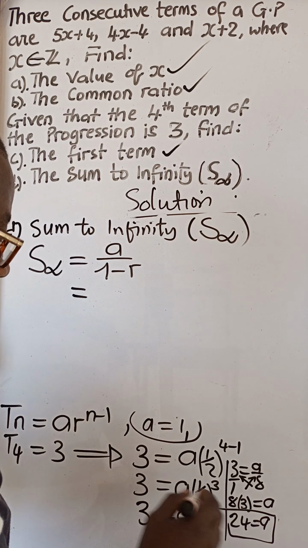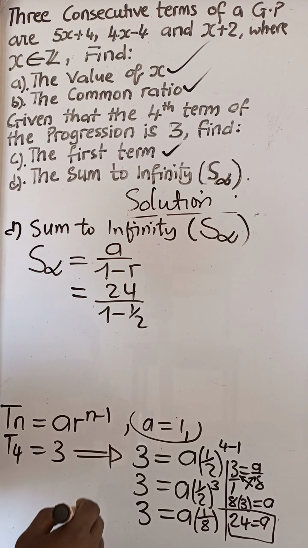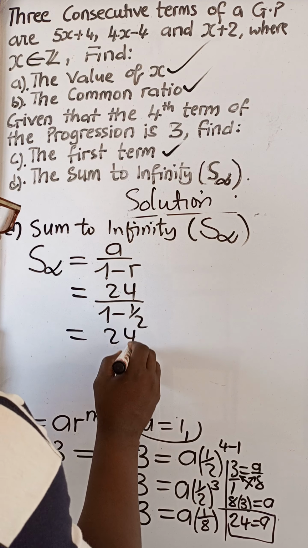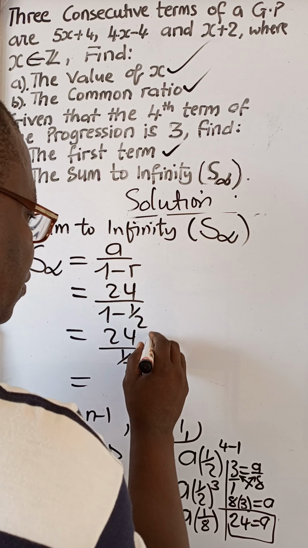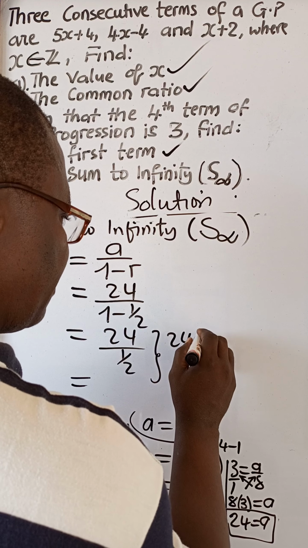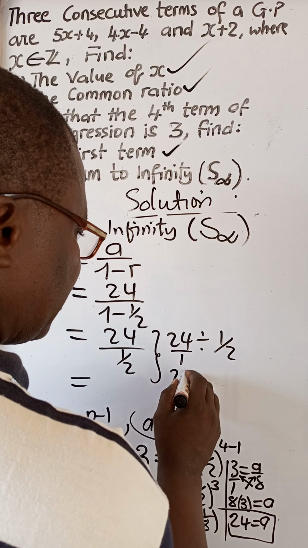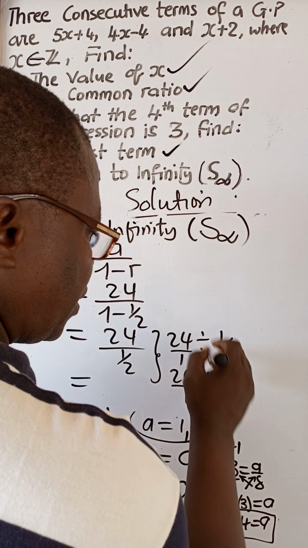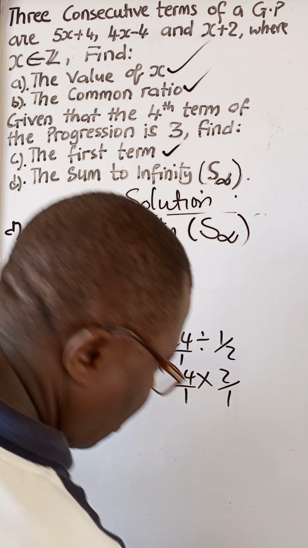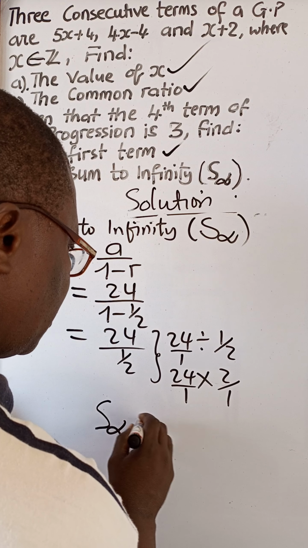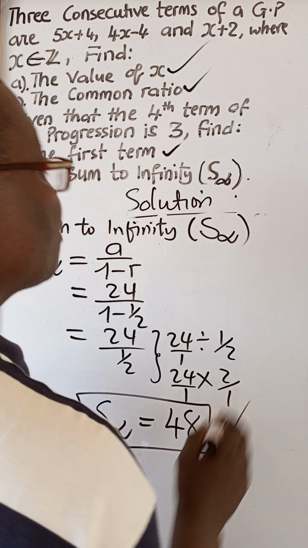Now we know our first term is 24, and we know our common ratio, a half. So this gives us 24 all over 1 minus a half, which is a half. So what do we have here? 24 divided by a half. This is a fraction. We maintain the first fraction, change this to multiplication, and invert that one. And so our sum to infinity will just be 48.